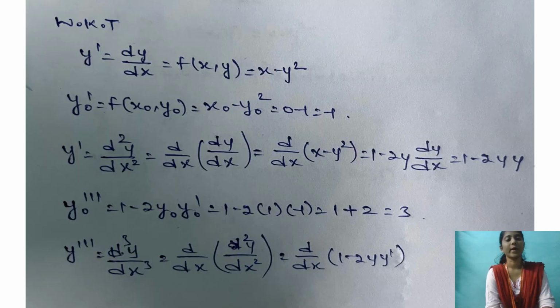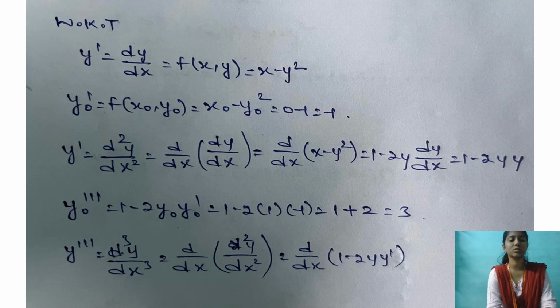With respect to y dash equals dy by dx equals f of x comma y equals x minus y square. Y naught dash equals f of x naught comma y naught equals x naught minus y naught square equals 0 minus 1 equals minus 1. Y double dash equals d square y by dx square equals d by dx of dy by dx equals d by dx of x minus y square equals 1 minus 2y y dash. Y naught double dash equals 1 minus 2 y naught y naught dash equals 1 minus 2 of 1 of minus 1 equals 1 plus 2 equals 3.